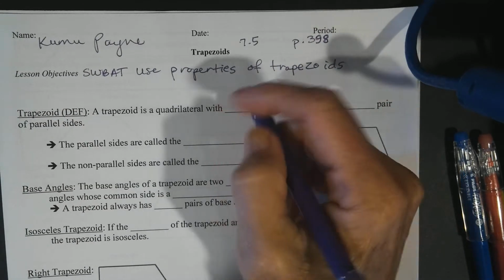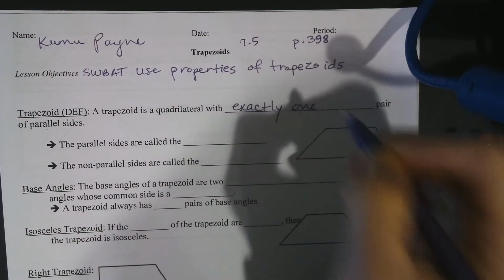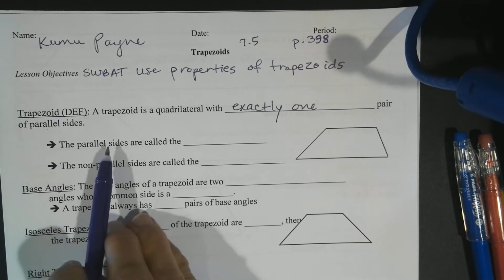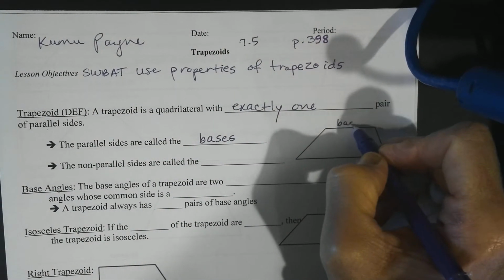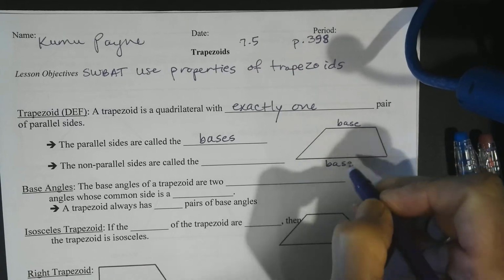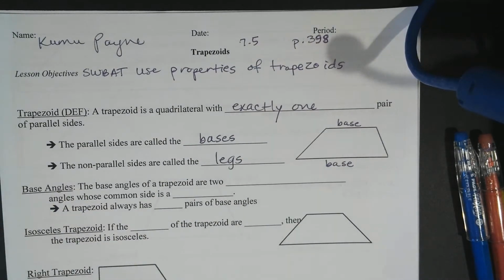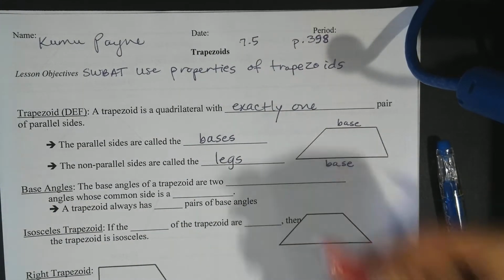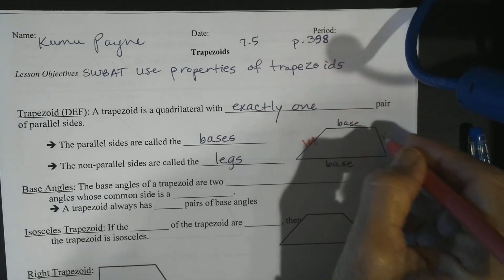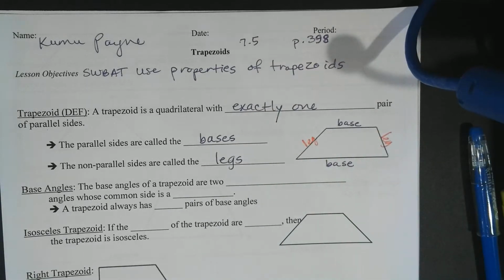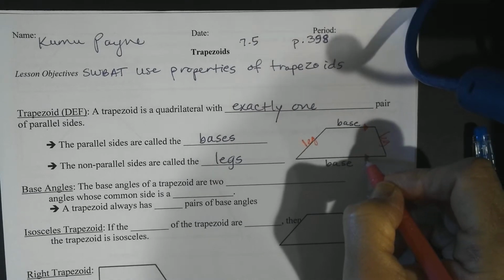A trapezoid you're probably already familiar with. It is a quadrilateral with exactly one pair of parallel sides. The parallel sides are called bases, which will be here and here. The non-parallel sides are called legs, just like in triangles. So this is a leg, and this is a leg. Also within this picture, we get these to be parallel, so we'll put our parallel markings there.